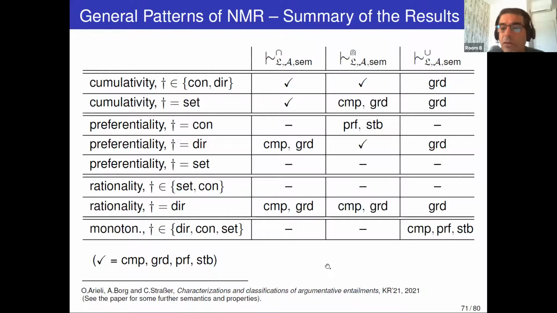It is interesting to note that when we use credulous entailments, we get in many cases actually a monotonic entailment. So if you look at the cell on the bottom right part of the table, you see that monotonicity is satisfied by credulous entailments in many cases.